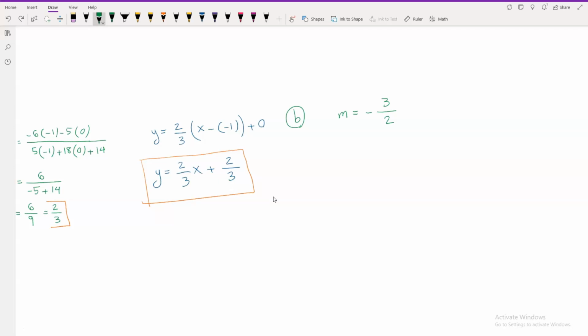And our line is y equal to negative 3 over 2 times x minus negative 1 plus 0. So in point slope form, y is equal to negative 3 over 2 times x minus 3 over 2. So this is the final answer for part B.